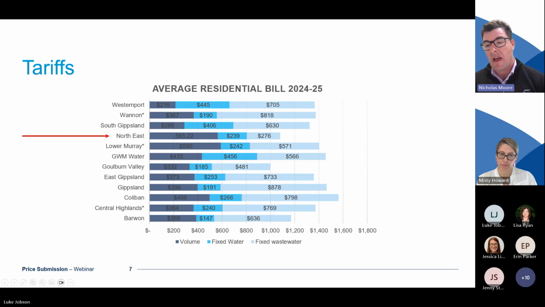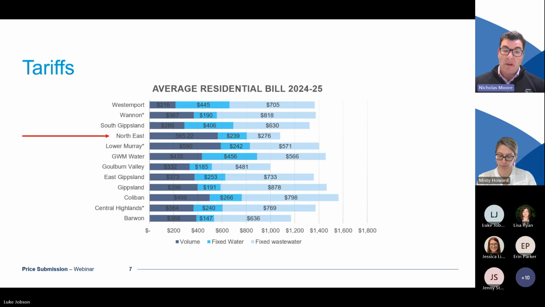Tariffs. Just in relation to tariffs, to provide some level of context, North East Water is and still remains one of the most affordable Victorian water corporations in regional Victoria. You can see from the graph that approximately half of our bill is based on our volumetric charge, so our sales. We've got a fixed wastewater charge and a fixed water charge. So this is generally the average residential bill for our household.